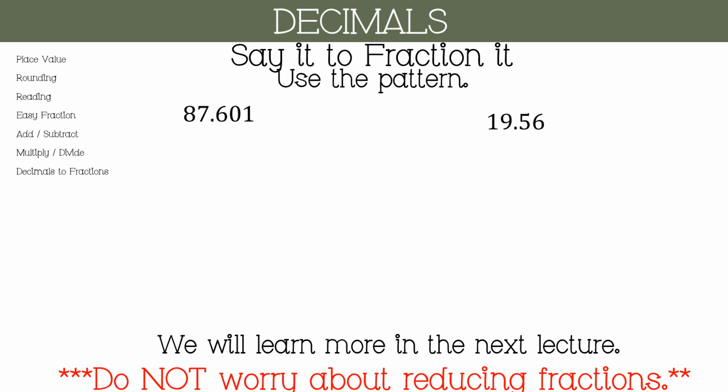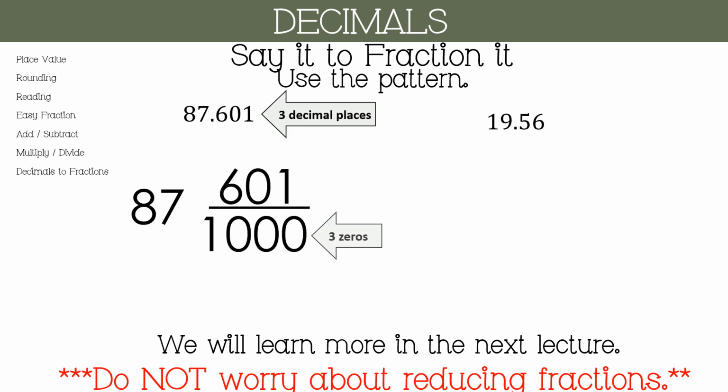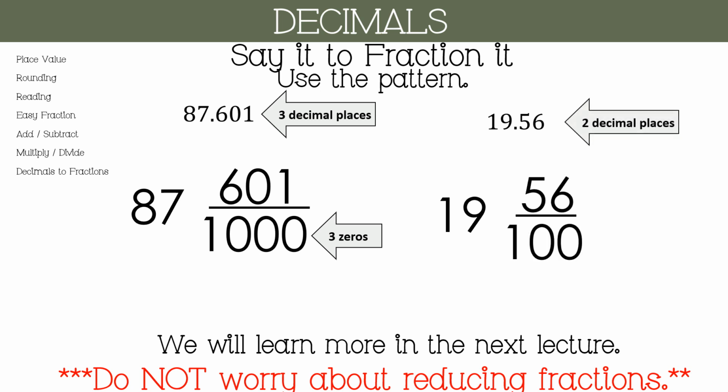All right, let's see how you did. Well, the first one is 87 and 601 thousandths. Yep, 3 zeros. Cool. Let's look at the next one. 19 and 56 over 100. You're right, because there's 2 decimal places. So we would say 19 and 56 hundredths. Don't freak out. We're going to learn more about fractions in the next video.